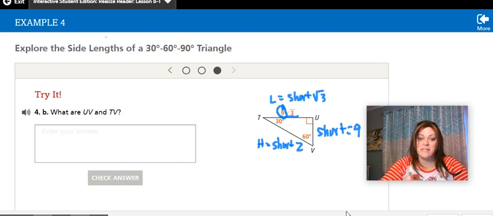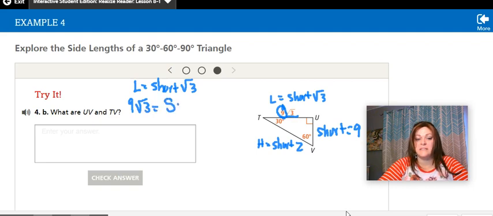It's not always going to be seen that way. So if I wanted to, or if I needed to, I would do this. The long side is 9 square root of 3. And I'll just say the short is s, square root of 3. I need to find that short. So I'm going to divide by whatever I have here on both sides.